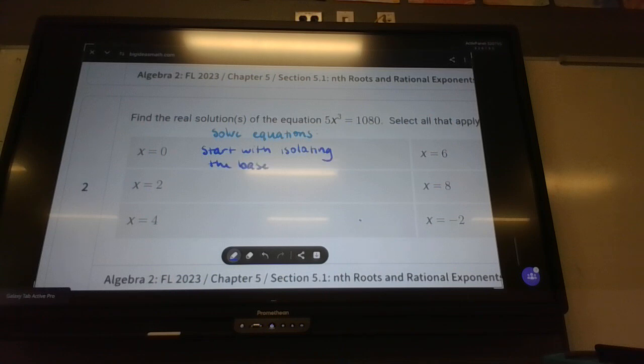Alright, you always want to start with isolating the base. So the base here is the x to the third. That 5, you want to divide first to isolate the x to the third. So first I would divide both sides by 5. And then the problem is x to the third equals 216.